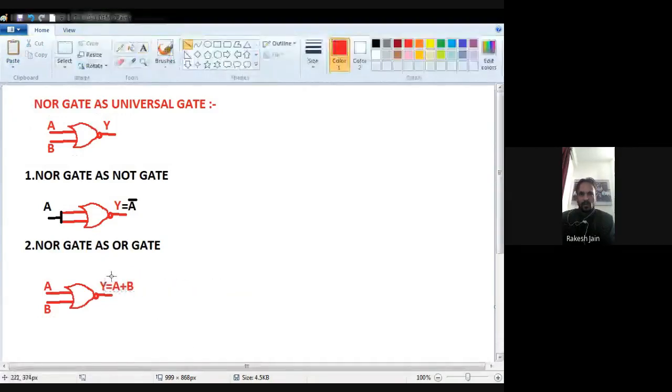Now I want to build an OR gate with the help of this NOR gate. And I told you just a few minutes ago how the NOR gate behaves as NOT gate, meaning output is complement of input. So if we connect these two inputs, and I use a NOT gate at the output of NOR gate, then what will happen? Then the output will be the complement of the input. And what is the input? Now the input is A plus B bar. So I connect this with this.